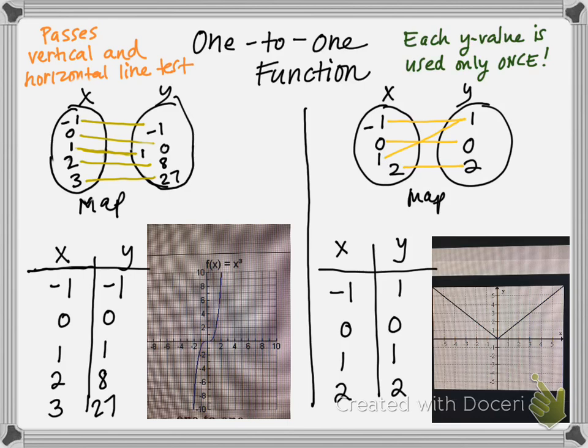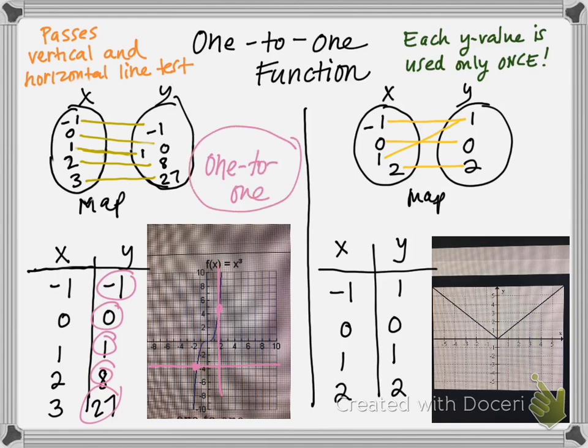So looking at the map, I noticed that each x coordinate goes to exactly one y coordinate and no y coordinate is repeated twice. And you could see that none of these are repeated twice. All right, and then looking at the picture, it has to pass the vertical line test, which means if you draw vertical bars, it can only cross one time, it can't cross twice. And if you draw horizontal lines, it can only cross once. So this first one is one-to-one.